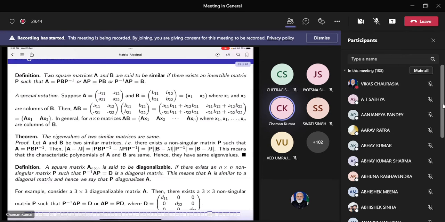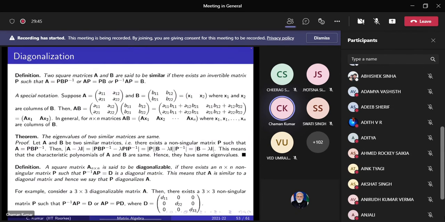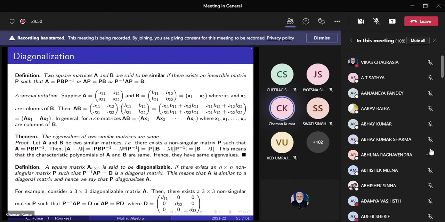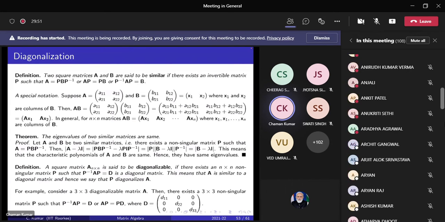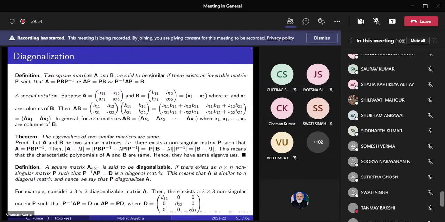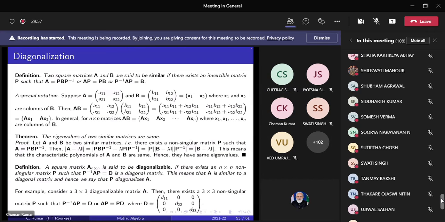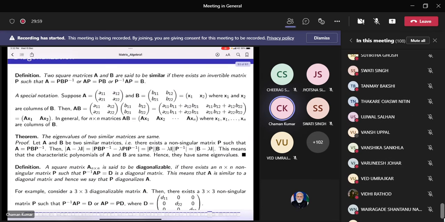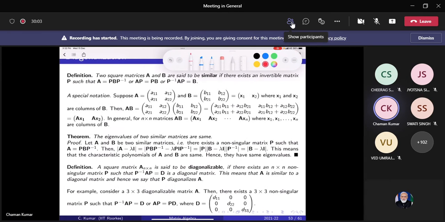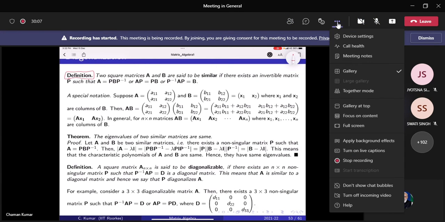Okay, so that completes the Cayley-Hamilton theorem. Now we move to the next topic in this section. This is diagonalization of a matrix. So for this, we need the notion of similar matrix. So we have the first definition.